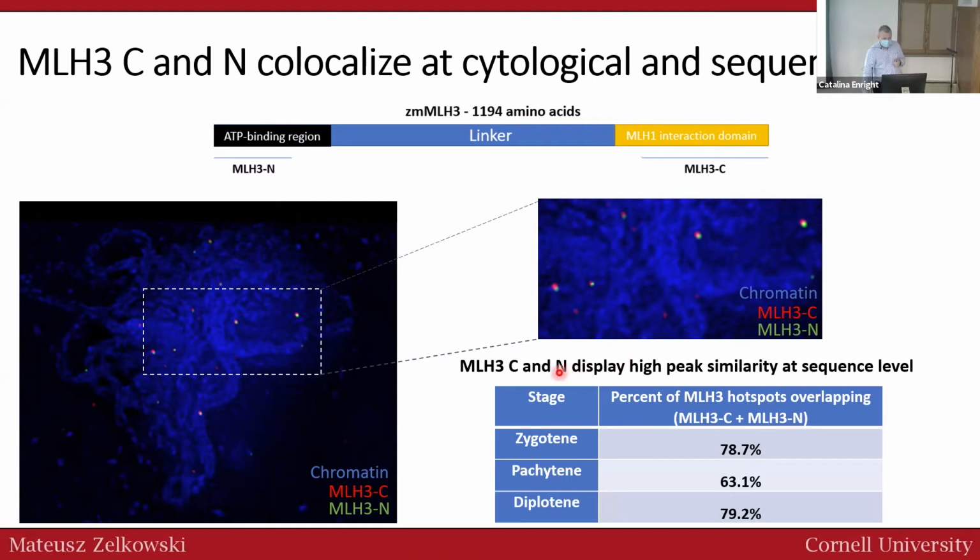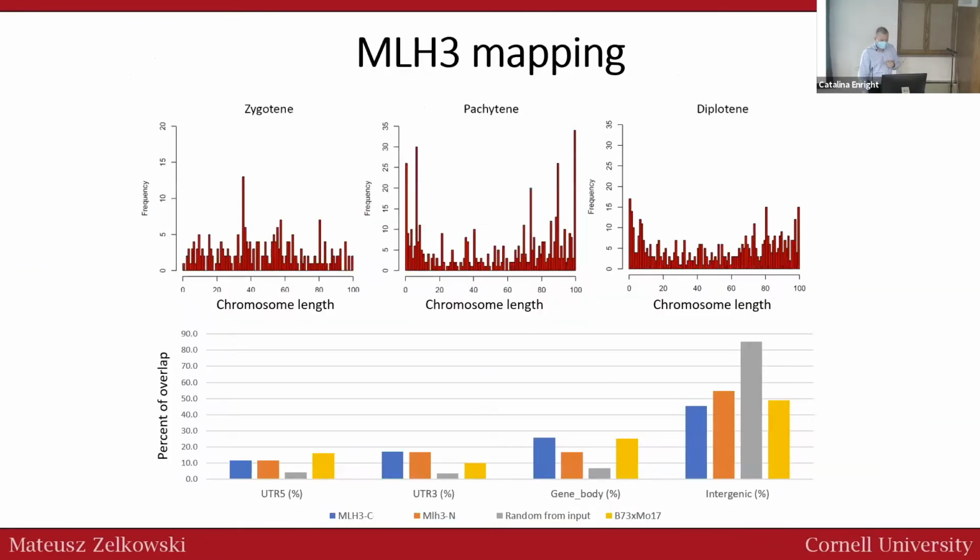Then, because this was on the slide under the microscope, we have done also ChIP and compared the sites of MLH3C and N, and we got 80% of the peaks from both overlapping with each other in the zygote, 63% in the pachytene, and in diplotene around 80%. And where are these peaks? Where are the intermediates and where are the crossovers?